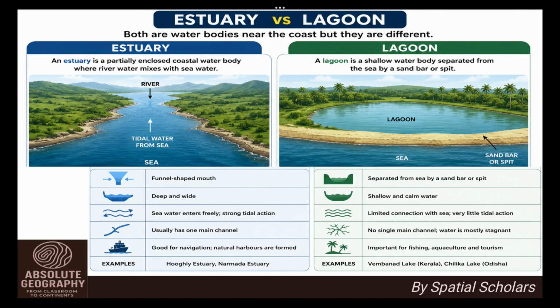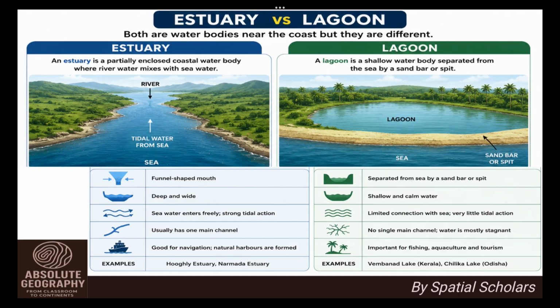For example, an estuary is the tidal mouth of a river where fresh water mixes with seawater. A strong tidal action prevents sediments from accumulating, keeping the river mouth deep and navigable. This is why many natural harbors are found along the estuaries. Examples include the Narmada and Tapi rivers.